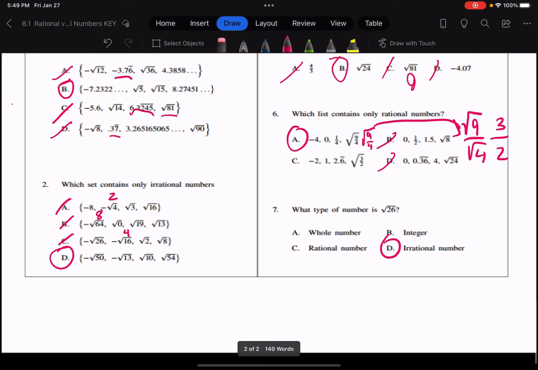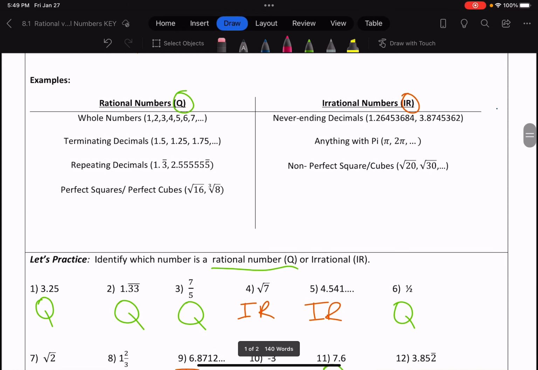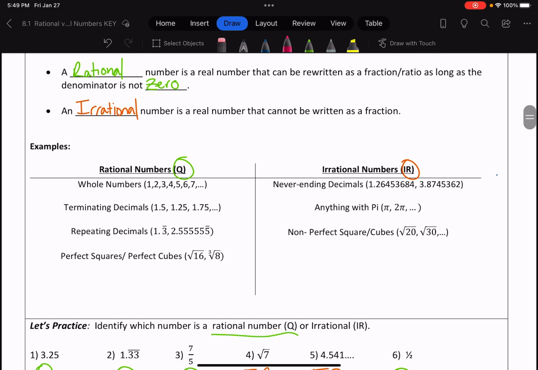All right, guys, I hope that clears up some of the rational versus irrational. Remember, when we're looking for rationals, let's go back to those terms again. Rationals are going to be our whole numbers with terminating decimals, repeating decimals, or perfect squares. Irrational numbers are numbers that are real numbers but cannot be written as a fraction. So those are never-ending decimals, anything with pi, and then our non-perfect squares and cubes.